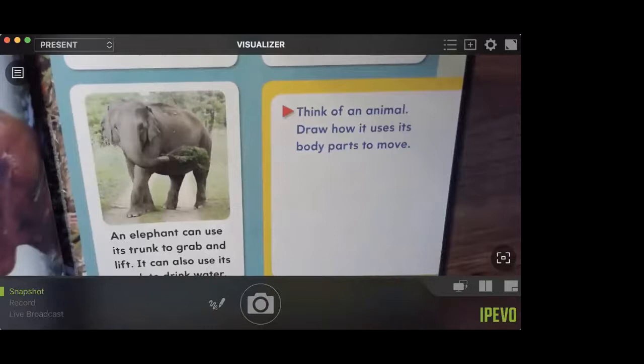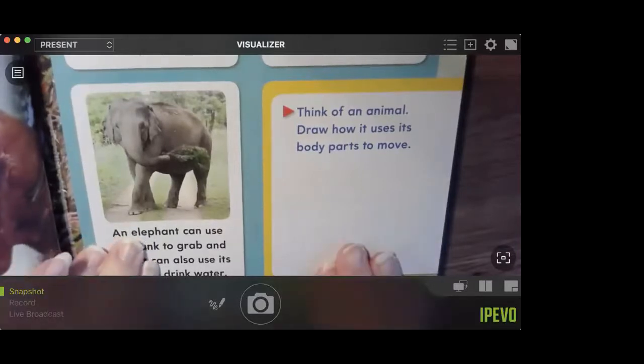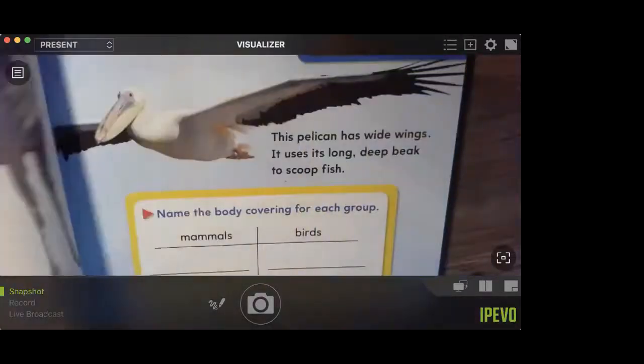All right, now I want you to think of an animal. Draw how it uses its body parts to move. So think of an animal and think of how it can use its body parts to move. And then I want you to be prepared to share when we get back to class. All right. So I gave you a couple minutes. If I didn't give you enough time, then go ahead and come back to this, or you can pause the video and then finish your drawing and then hit play.